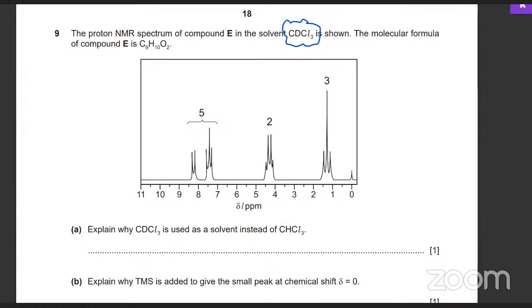The next thing is, explain why CDCl3 is used instead of CHCl3. So it does not resonate. So it does not show up in the NMR spectrum.